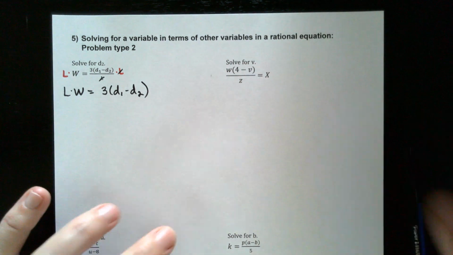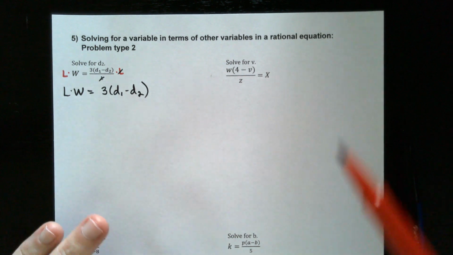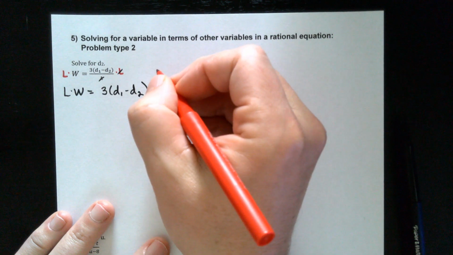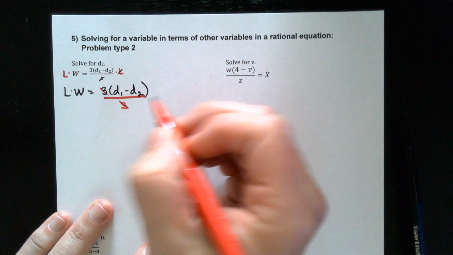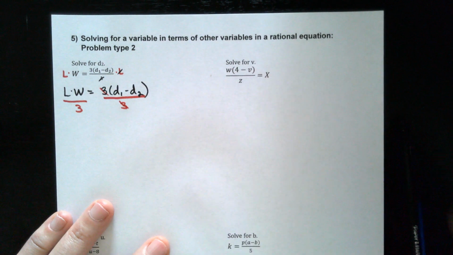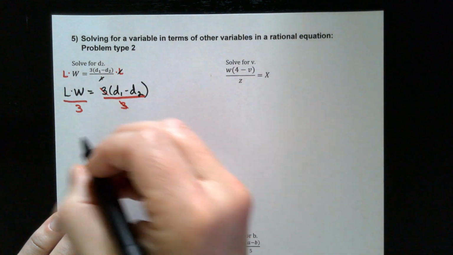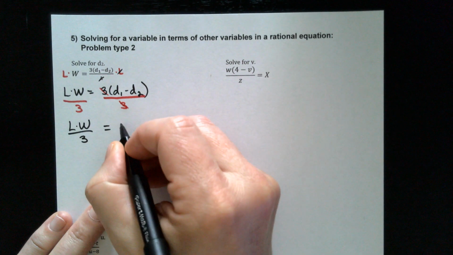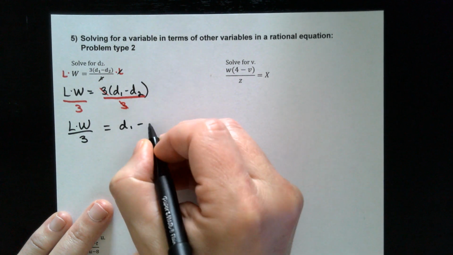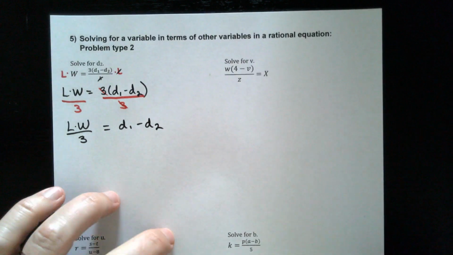Next thing you can do, you have two options. You can either distribute the 3, which is fine, or you could divide by 3. That should make it cancel, but you have to divide the other side. That saves us one step, so I'll just do it that way. LW divided by 3 equals D1 minus D2.